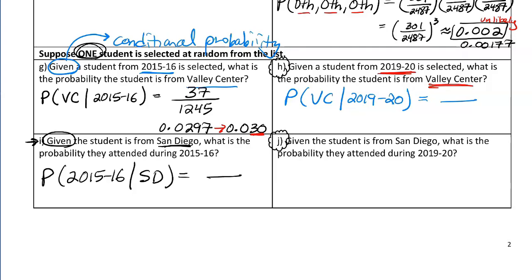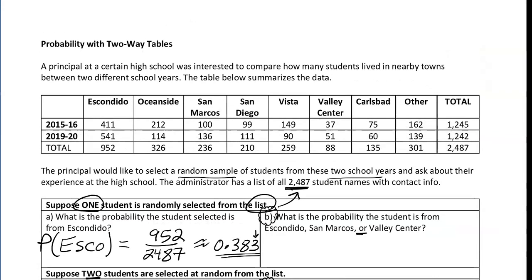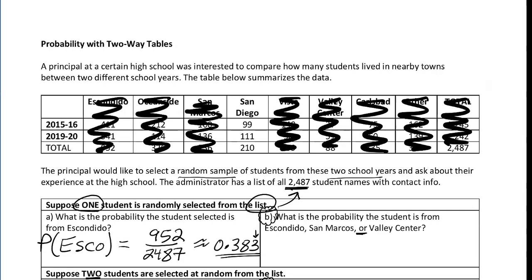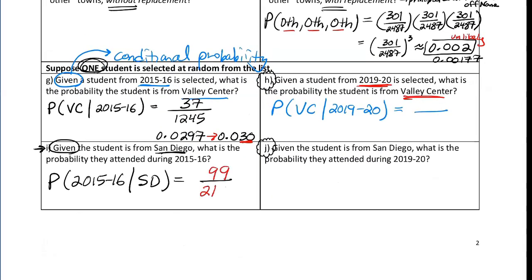So let's go back to the table. Given the student is from San Diego, I'm going to ignore everything that isn't San Diego. Might be a good lesson in life. Okay, that's everything that isn't San Diego. What's the probability that they attended the school in the 15-16 school year? So that would be 99 over a total of 210. So our answer here would be 99 over 210. You would type it as 99 over 210 into Schoology, but if you wrote it rounded to the nearest thousandth, it would be 0.471. If you wrote it as a percentage, it would be 47.1%.